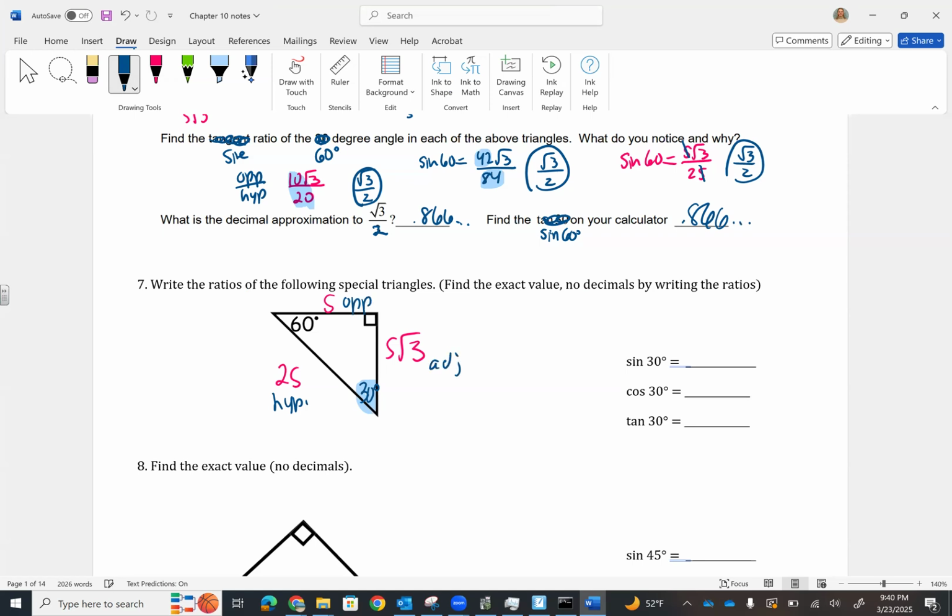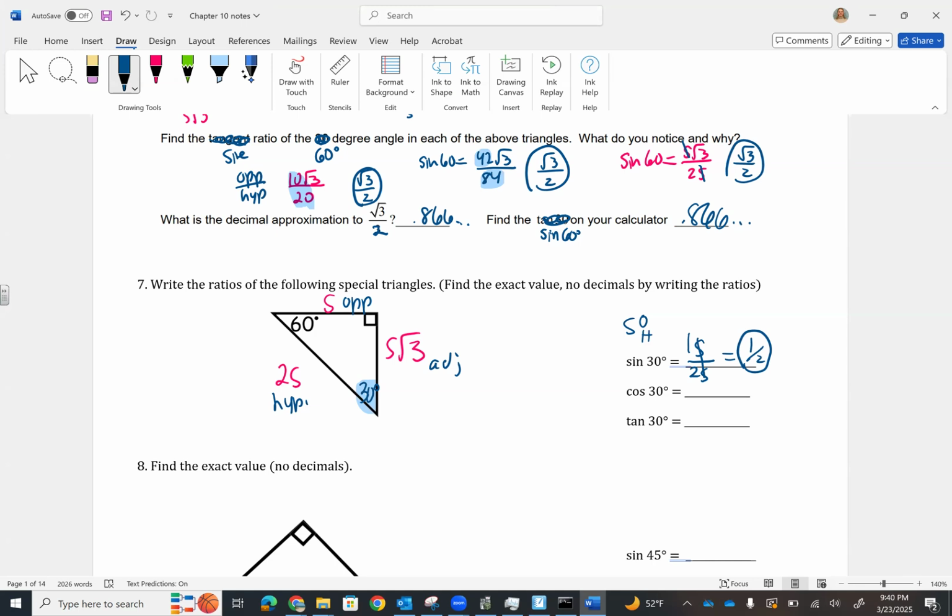If you want to do the sine of 30, that's going to be opposite over hypotenuse. So let's do the opposite leg from the 30, which is going to be S over the hypotenuse, which is 2S. And you can reduce that, okay? It's kind of like 1S over 2S. The S's cancel out. You get 1/2. If you ask your calculator what is the sine of a 30-degree angle, you're going to get 0.5. So your calculator knows it too.